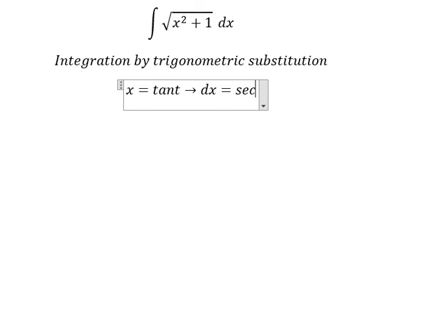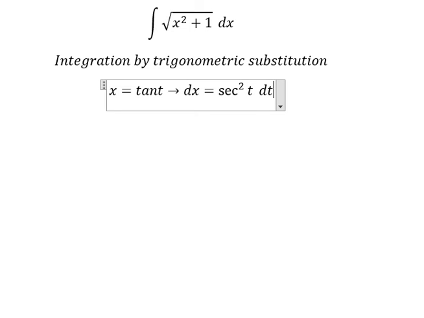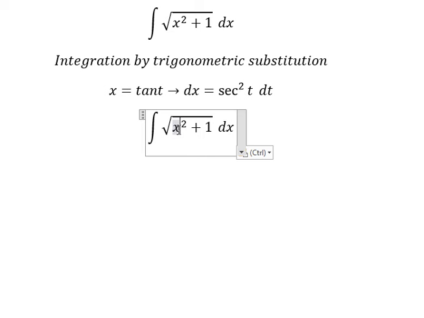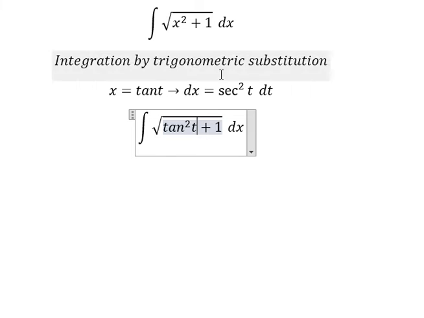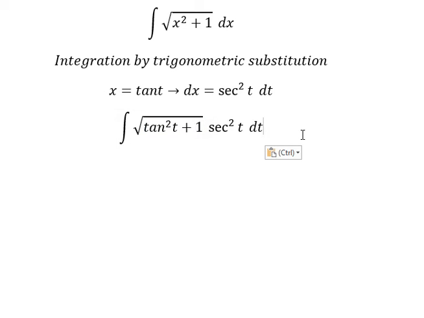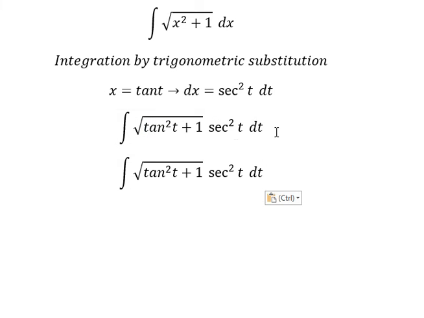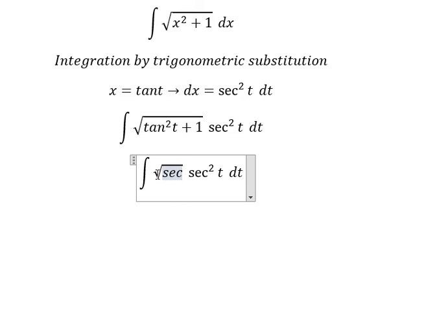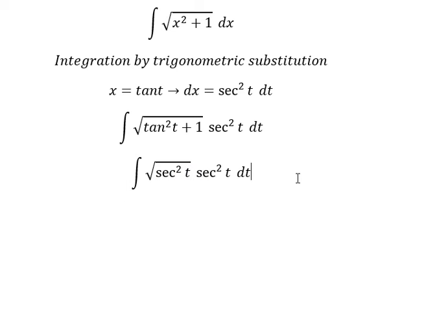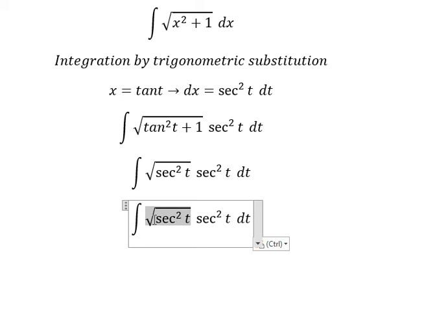ds we have secant of t squared dt. So we put tan t in here. ds we change by this one. Tan t squared plus 1 we change for secant of t squared. The square root of secant of t squared we change for secant of t.